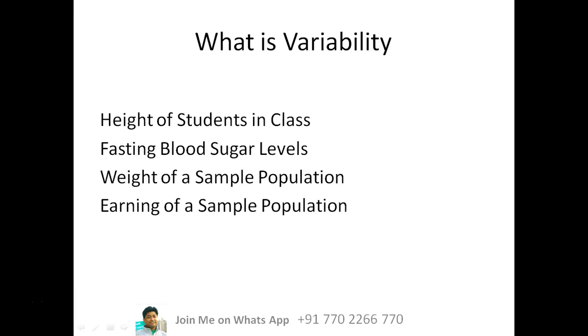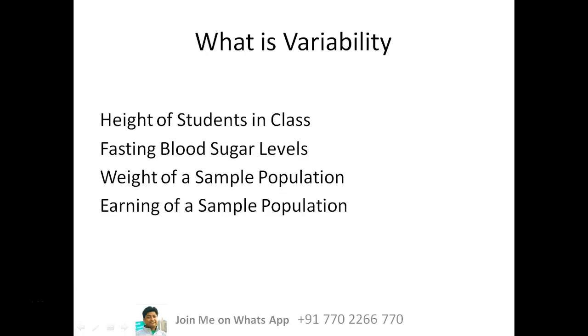So what's variability to start with? Whenever in statistics we are presented with a set of data, we are expected to make some sense out of it. In the last few lectures, we learned to use the concept of central tendency to analyze the data given to us. Variability is another tool in statistics by which you can analyze the data.